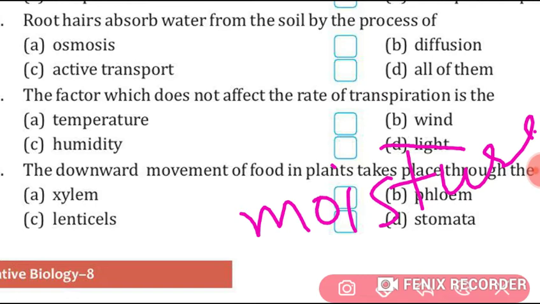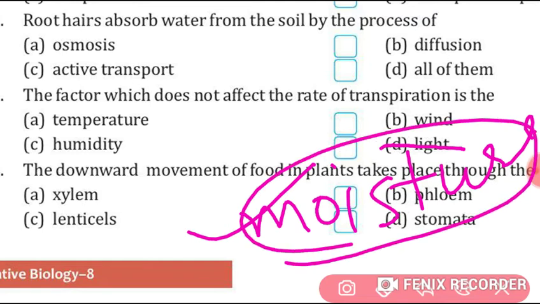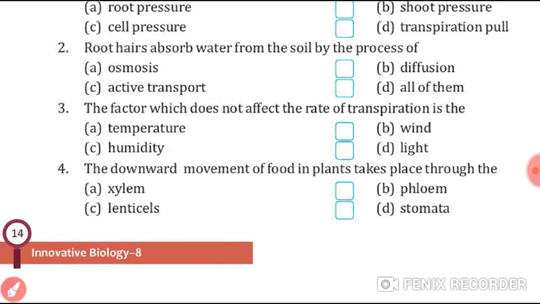So the answer of this question, the factor which does not affect the rate of transpiration is moisture. Instead of light, you have to write moisture, and you have to tick on this answer. So now come on, next question.